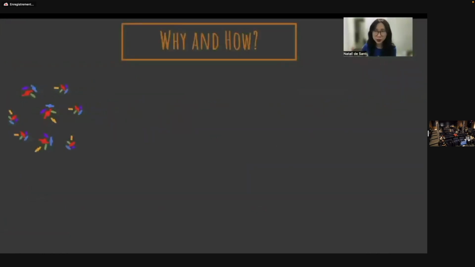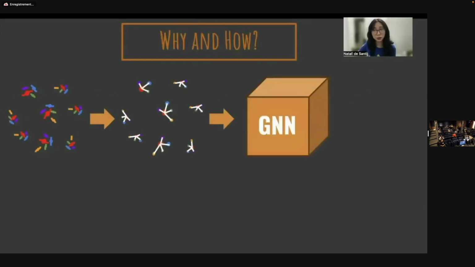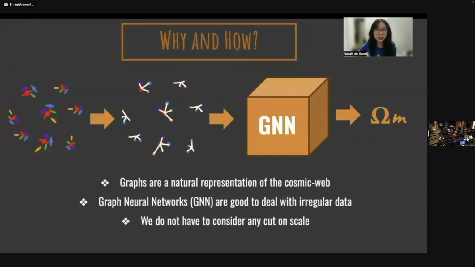And what and how are we doing this? We have a bunch of galaxies, and then we have all that information. We're translating this into graphs. We are feeding the graph neural networks, and we're inferring values for omega matter. And we are doing this because graphs are a natural representation of the cosmic web. We're tracing all the structures of the galaxies, as you can see in this pictorial version. And graph neural networks are really good at dealing with irregular data, as is the case with these galaxies. And doing so, we do not have to impose any custom scale.